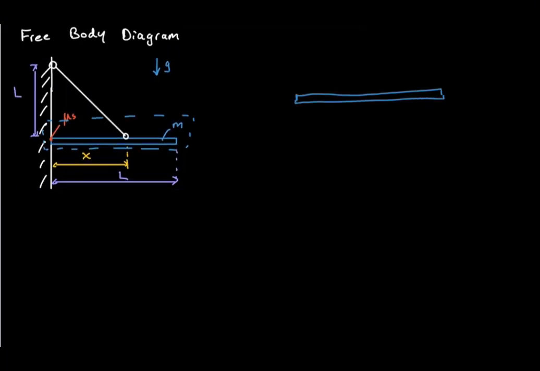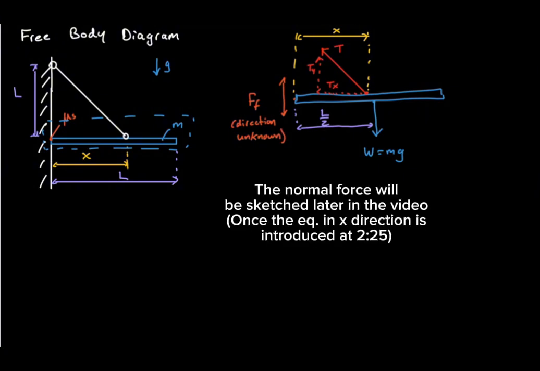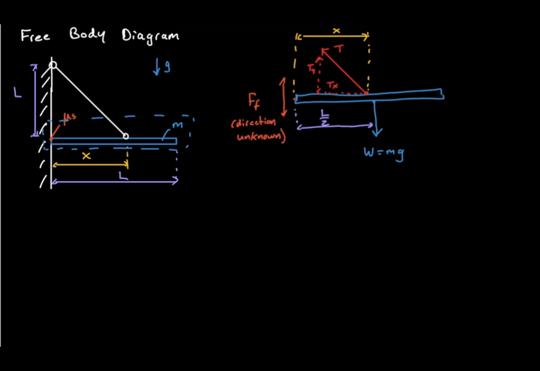We begin with the free body diagram of the bar. The weight acts vertically downward at the center of the uniform bar. The cable exerts a tension at the attachment point. At the wall, we have a normal force acting horizontally and a friction force acting vertically.